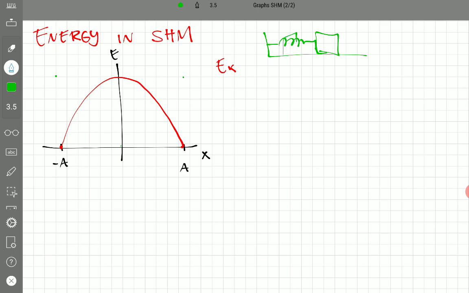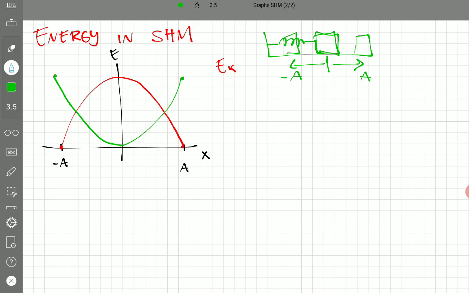So obviously in the extremes of the oscillation about the equilibrium position, negative A and A, the kinetic energy will be zero because at those points it stops. But then the elastic potential energy in those points will be maximum because that's when we have the maximum stretching or compression of the spring. And right at the center, the elastic potential energy will be zero. So you get something like this, right?